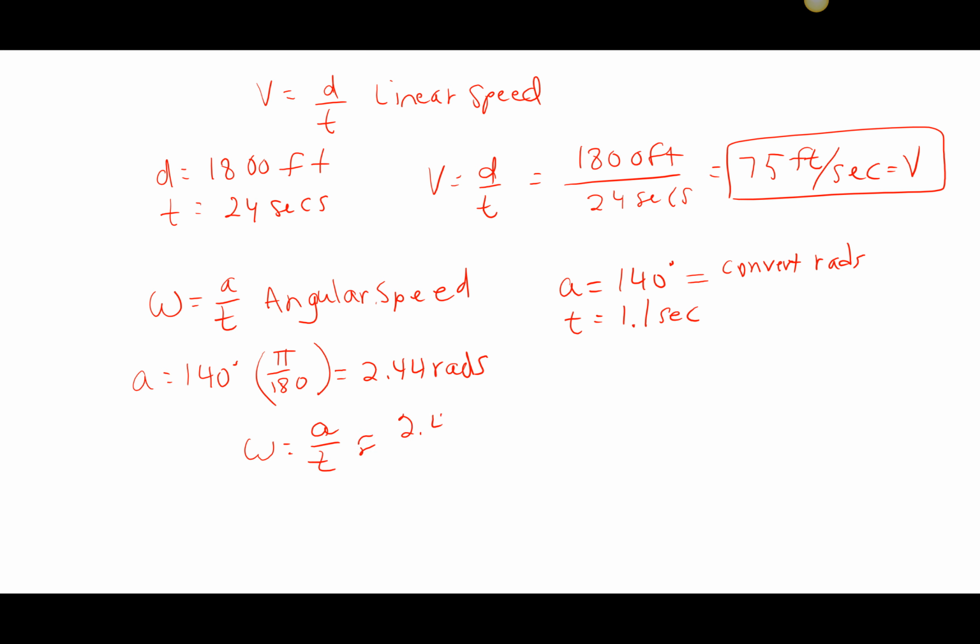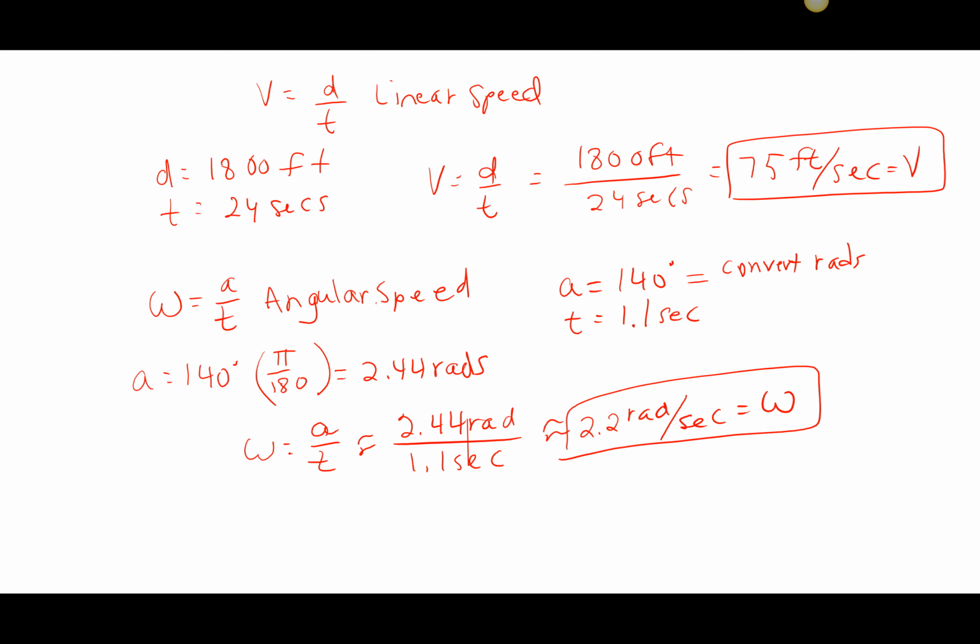A is going to be the 2.44 rads divided by 1.1 seconds. So that's going to be approximately 2.2 rads per second for our angular speed. And all this we do in physics too, so I think this will help you guys.